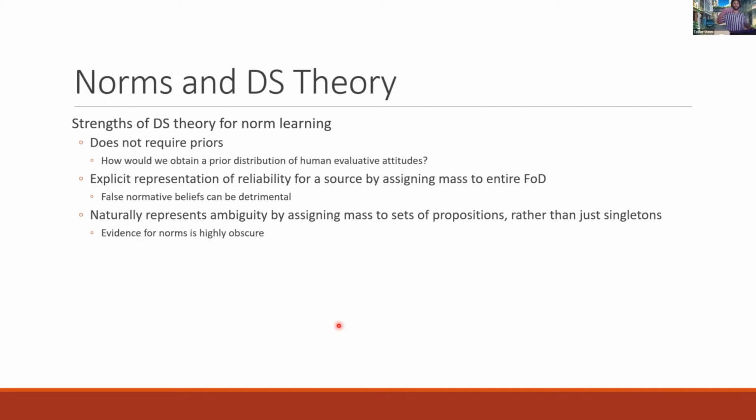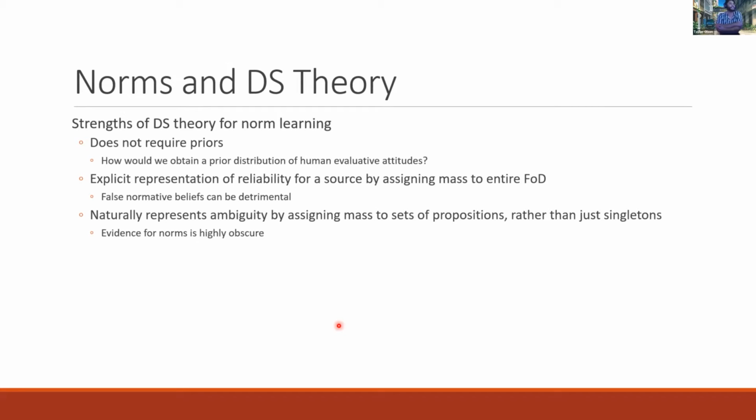So the strengths of using Dempster-Shafer theory in this context are that it does not require priors, right? It's not clear how we would obtain priors in this context. And you can explicitly represent a measure of reliability by representing this with a measure of ignorance, right? And this is important because an agent having false beliefs in norms can be detrimental. So being able to discredit a given source of evidence for norms is powerful.